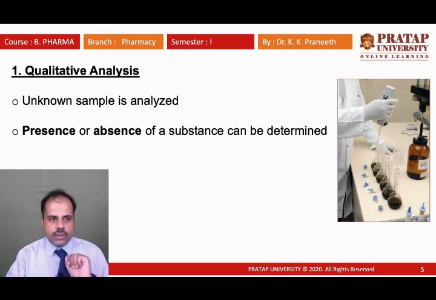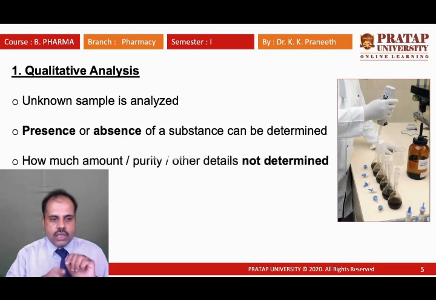This is a very important point. And the third point is that it does not tell you the amount, how much of that substance there is. For example, if you find a substance but you don't know how much of it is present in the sample, or how pure it is, and other details, you don't know. In qualitative analysis, we only find out whether the particular substance is present or not.